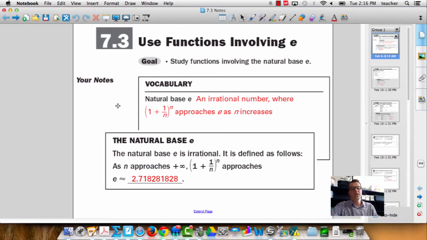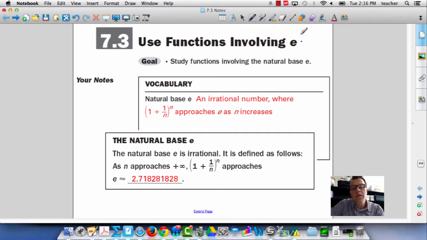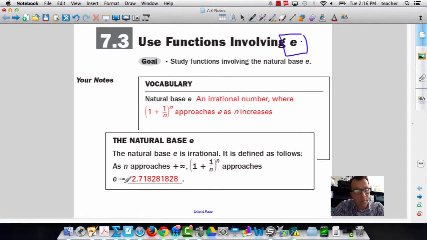So here we go, section 7.3. Use functions involving e. Let me get my pen. So kind of a big day here. This e, e is not a variable. It represents a number. Let's just look right here.